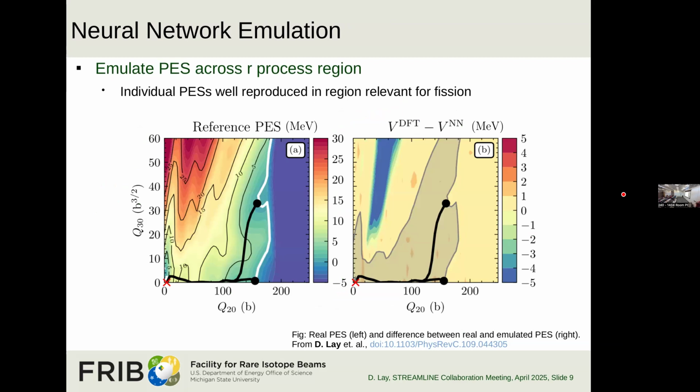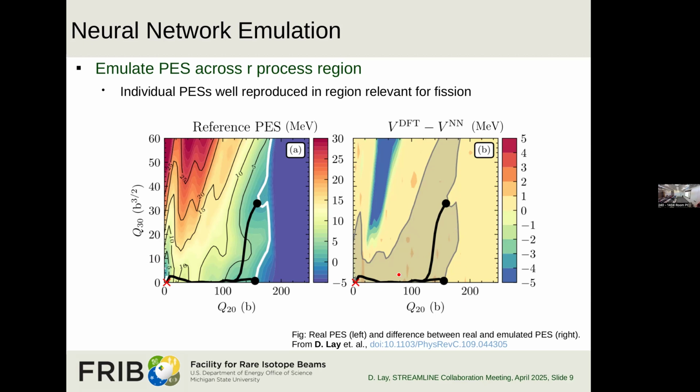So we have turned to emulators in the past. We're continuing to develop them. What I talked about last year is a work just using neural networks to emulate the potential energy surface across this r-process region of the nuclear chart. And the gist of that story is that the neural networks work reasonably well. What I show here on the left is that effective barrier for one nucleus. And on the right, I show the difference between that barrier using the real calculations and using the neural network emulator.